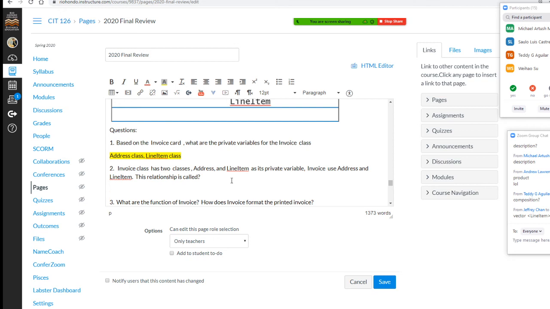So invoice uses address and line item. What kind of relationship is that called? Memorize this. It will be on the test anyway.